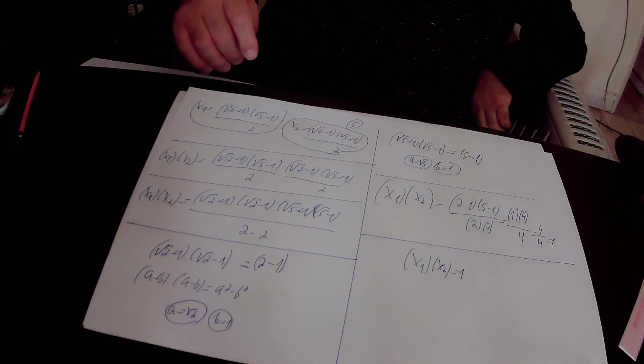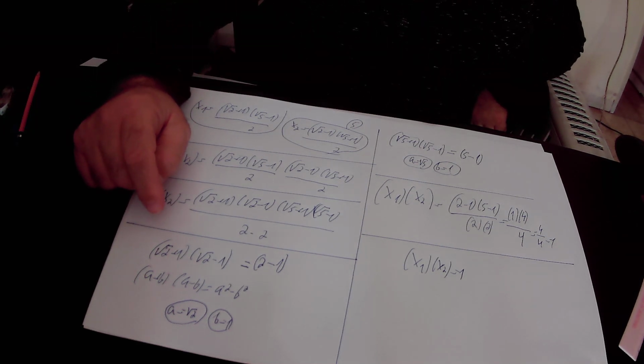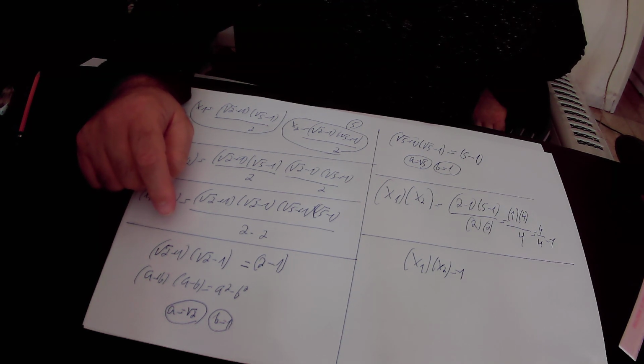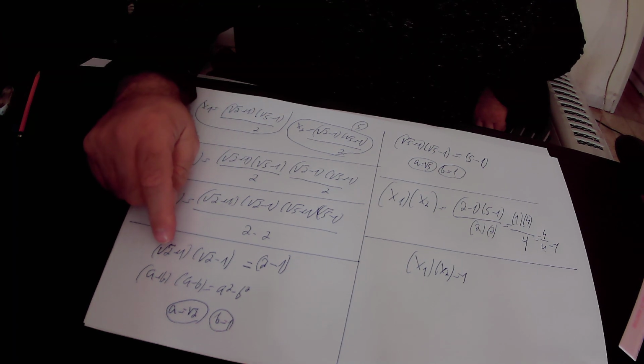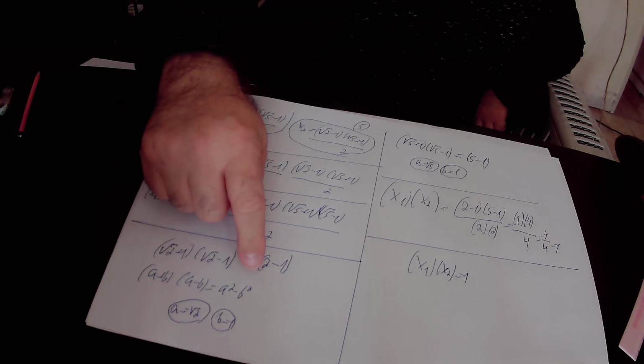Then we calculated the value of (square root of 2 plus 1) times (square root of 2 minus 1), according to the algebraic identity that states that (a plus b) times (a minus b) equals a squared minus b squared. So this expression is equal to a squared minus b squared, according to this algebraic identity, (a plus b) times (a minus b) equals a squared minus b squared.